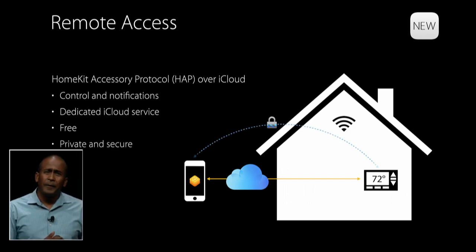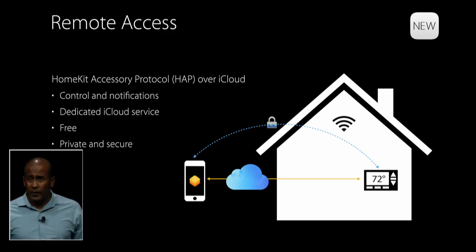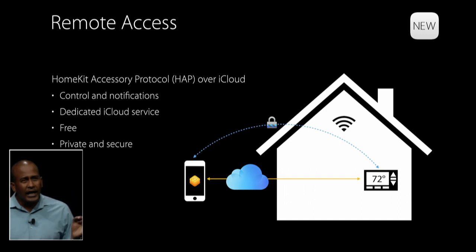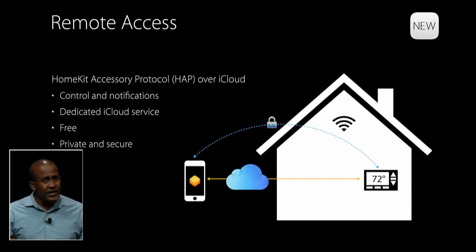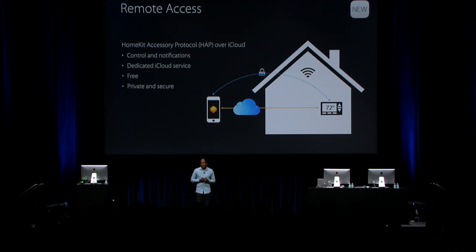But most importantly, privacy and security. The end-to-end connections between iOS devices and accessories are HAP secure, and privacy is maintained. Even Apple can't see the content of the communication. This is extremely important. Now, with HAP support over iCloud and Apple TV, our customers will now have more ubiquitous access to their accessories.